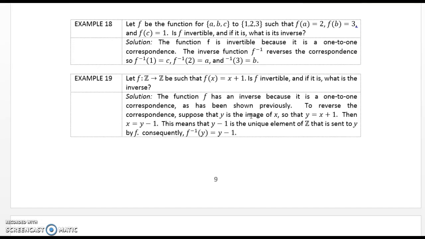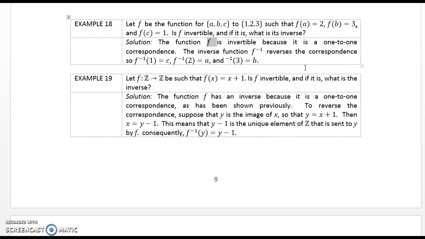Example 18. Let f be a function from {a, b, c} to {1, 2, 3} such that f(a) = 2, f(b) = 3, f(c) = 1. Is f invertible, and if it is, what is its inverse? Solution: the function f is invertible because it is a one-to-one correspondence.